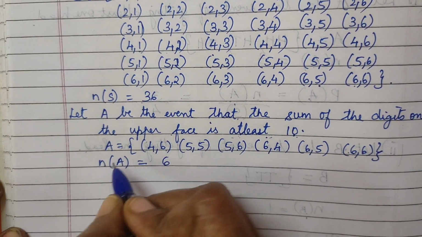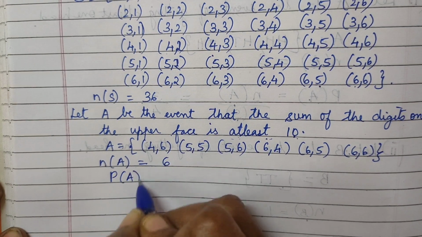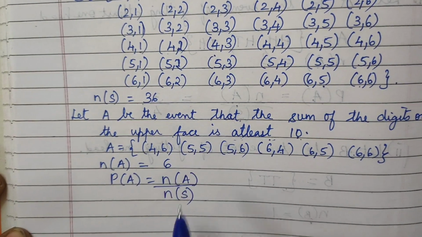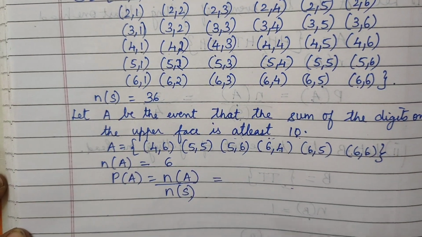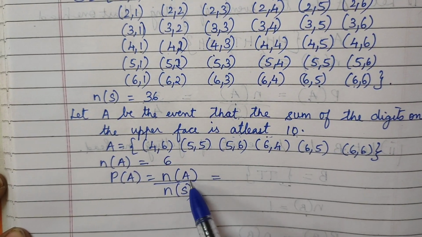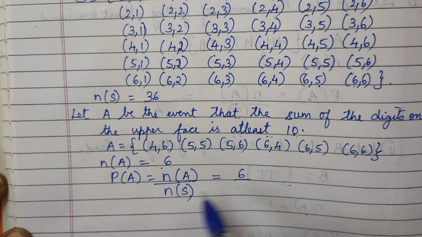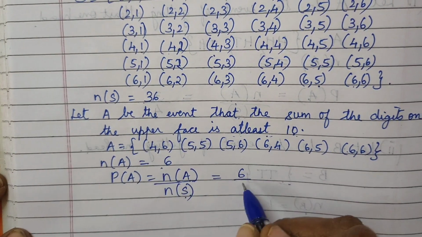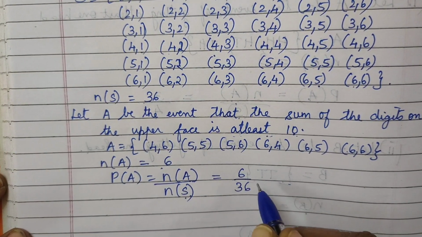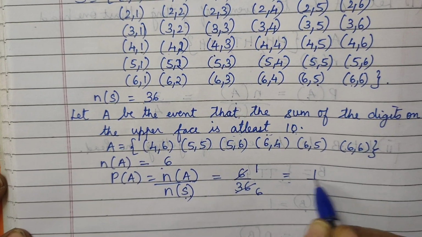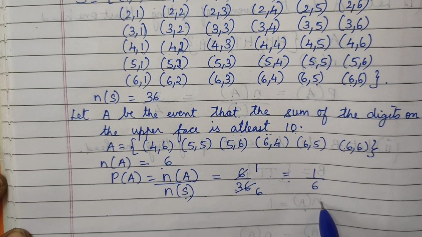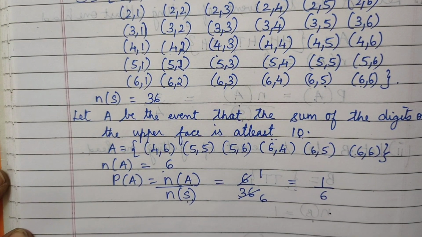Now can we write the P of A formula? Probability of A equals? Yes, N of A upon N of S. I'm writing directly here; you can write one below the other to be very neat. N of A is 6 and N of S is what we have written, 36. And if cancellation is possible, 6 ones are 6, 6 sixes are 36. So P of A is 1 upon 6.